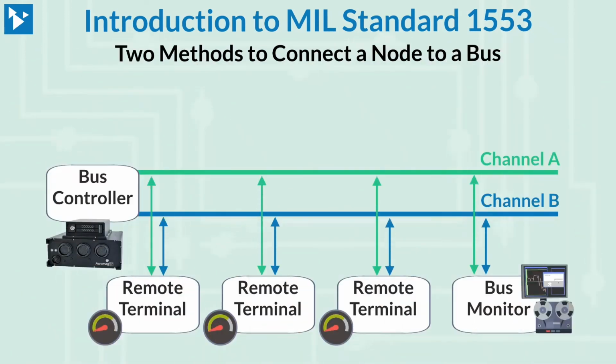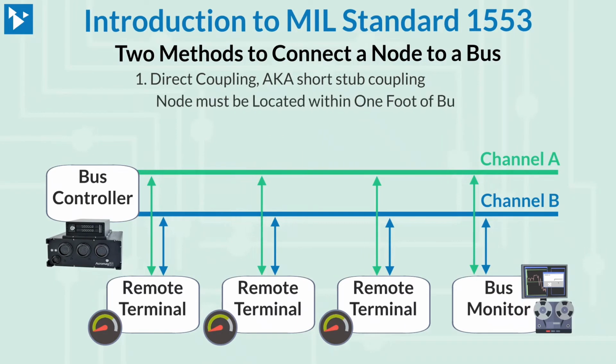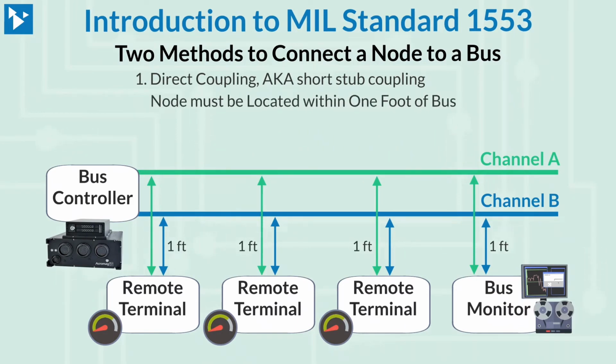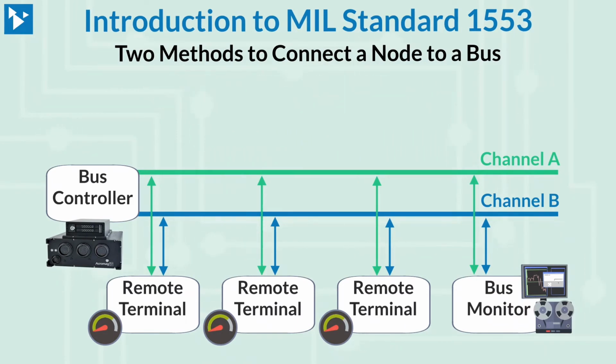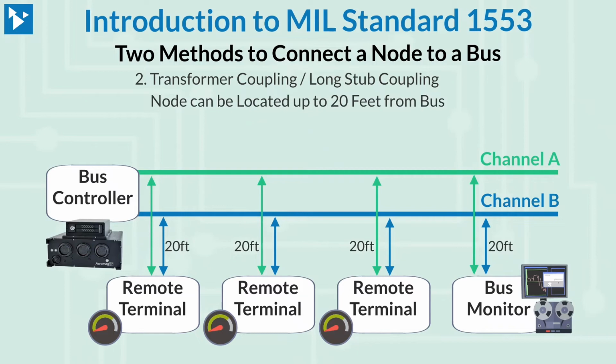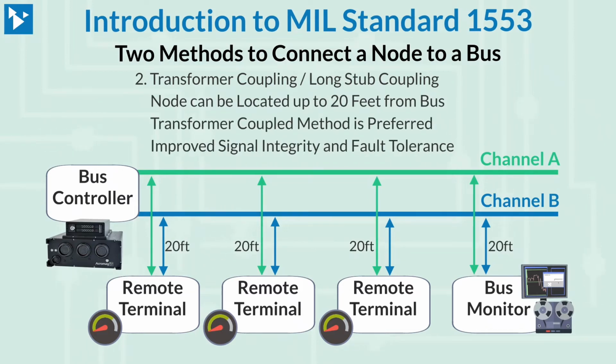There are 2 methods for connecting a node to a bus. One is direct coupling, also known as short stub coupling. This method requires the node to be located within 1 foot of the bus. The second method is transformer coupling or long stub coupling. Here, the node can be located up to 20 feet away from the bus. This is the preferred method as it has improved signal integrity and fault tolerance.